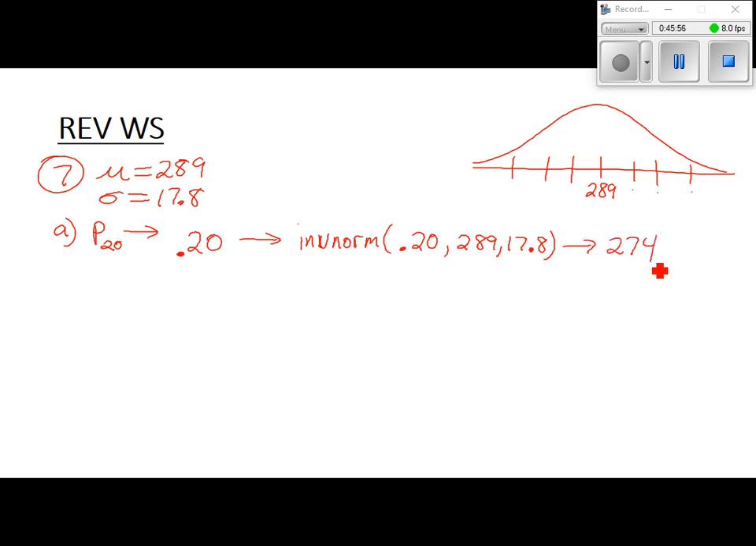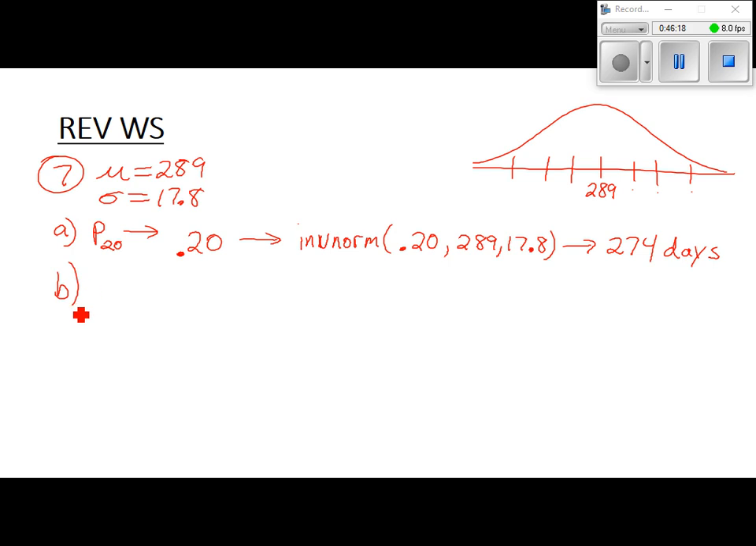So what's that mean? Explain that to me. 274 what? Days. Days, you're waiting for a mark. So if you're in the 20th percentile, you can expect to wait 274 days for the heart transplant.